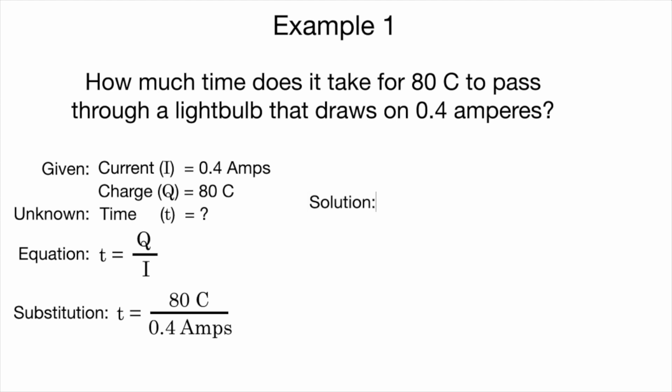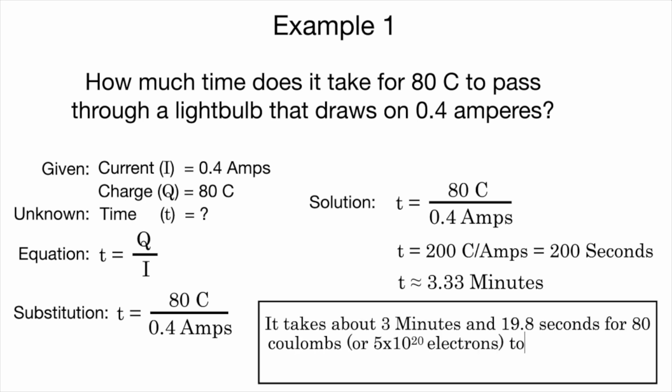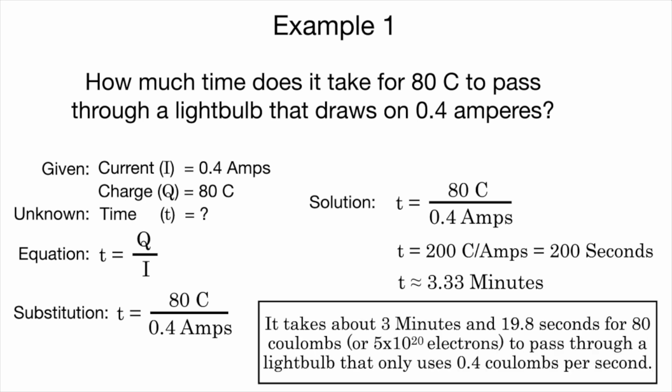The solution, then: T equals 80 coulombs over 0.4 amps, which gets us 200 coulombs per amp, which is equal to 200 seconds. Converting this back into minutes, we get about 3.33 minutes. Therefore, it takes about 3 minutes and 19.8 seconds for 80 coulombs, or 5 times 10 to the 20 electrons, to pass through a light bulb that only uses 0.4 coulombs per second.